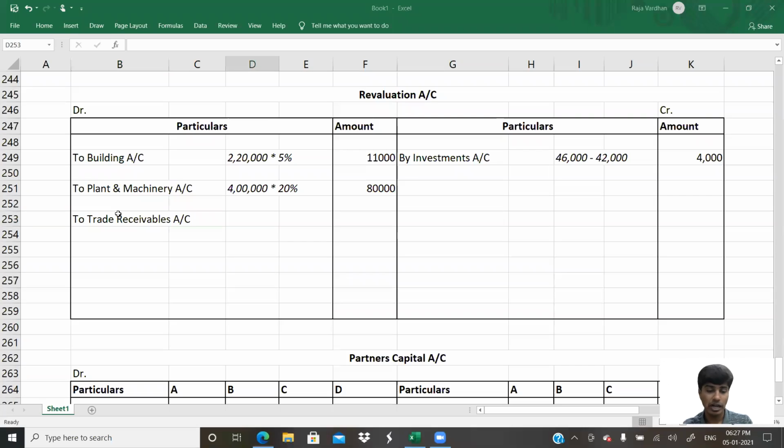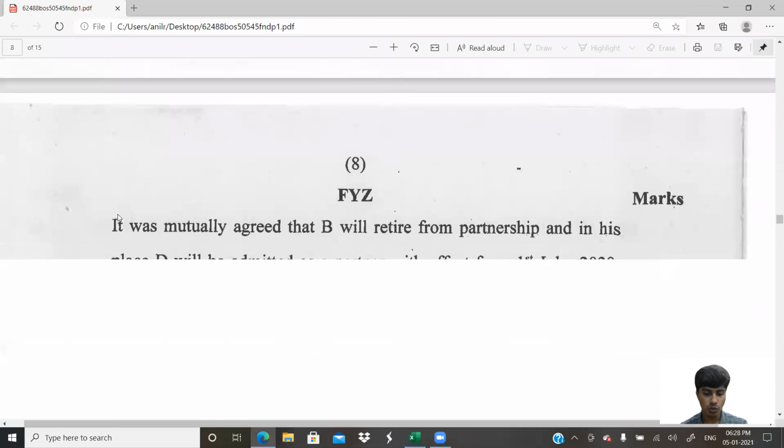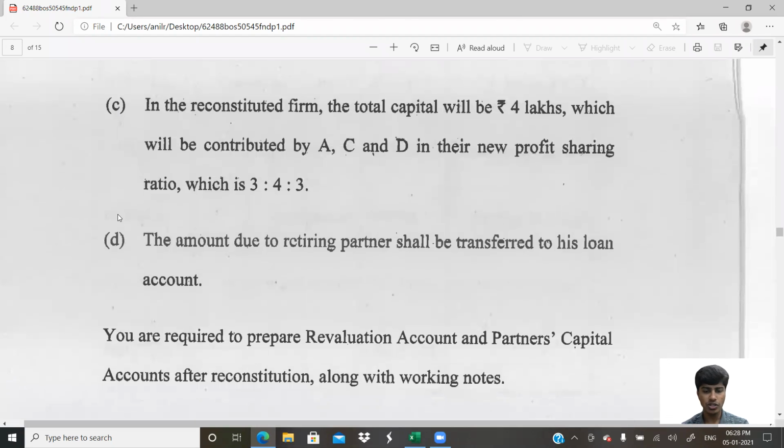15% of how much? 1,59,000. 1,59,000 multiplied by 15%. How much would that come to? Yeah, 23,850 is technically our bad debts expenditure. I have written it. Perfect. So what else do we have after that? Yeah, in the reconstituted firm.